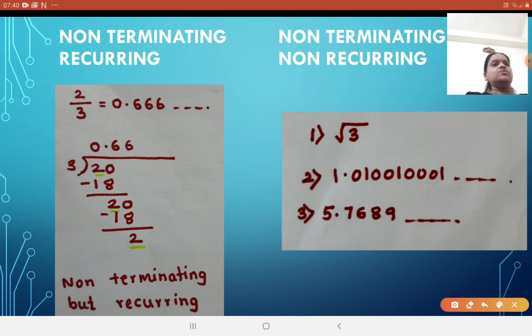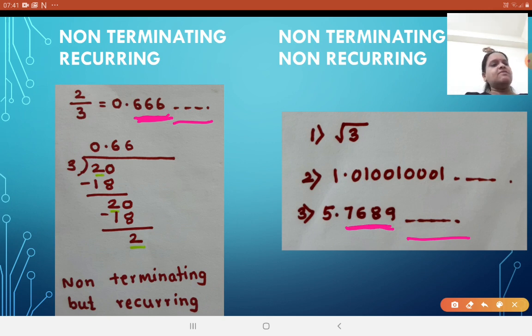Yes, so how to identify whether it is non-terminating, non-recurring? First of all, for recurring as well as non-recurring, these dots will come. Is it clear? But now what is the difference between these two? Here you can see the number or a group of numbers. In non-terminating recurring form, the number or group of numbers is repeating. But in this case there is no repetition at all. Can you see over here?